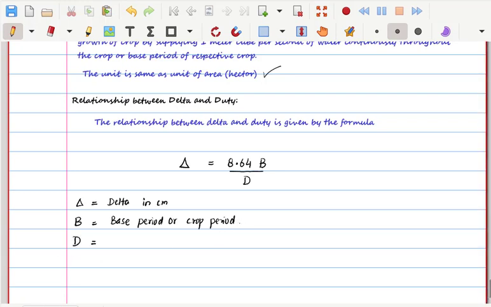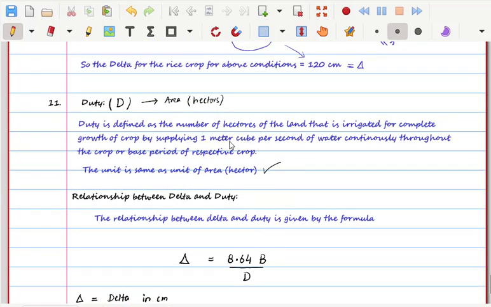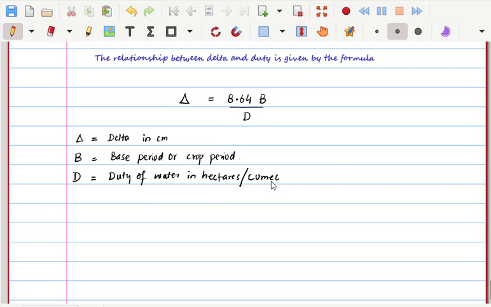And D is the duty of water, and duty of water is in hectares per cubic meter per second, because we have defined here that it is the area which is irrigated by 1 meter cube per second, right? So that's why the unit of duty is going to be hectares per cumec. This is also an important point. You need to remember the unit of the duty. This is base period. Base period unit will be in days, and delta is going to be in centimeters.